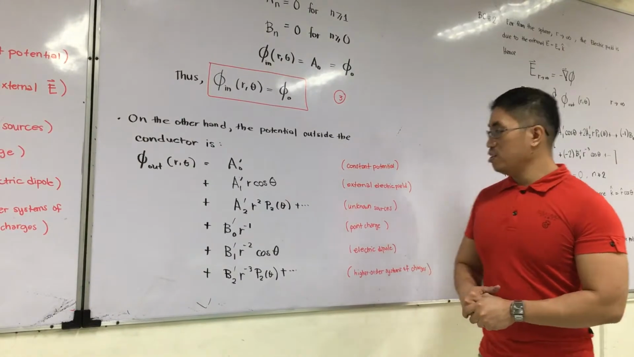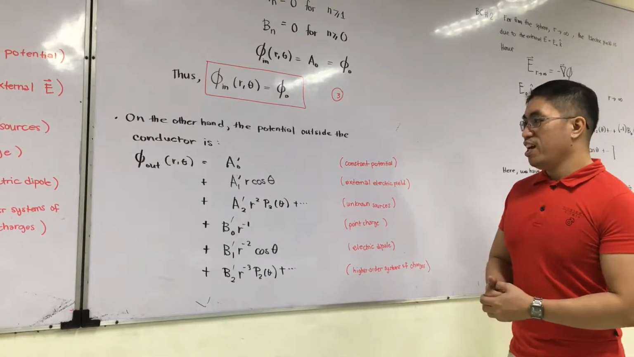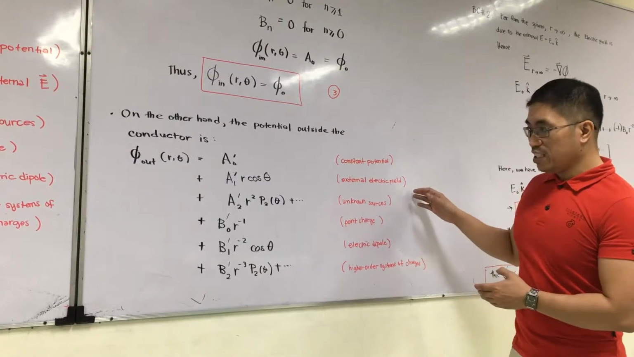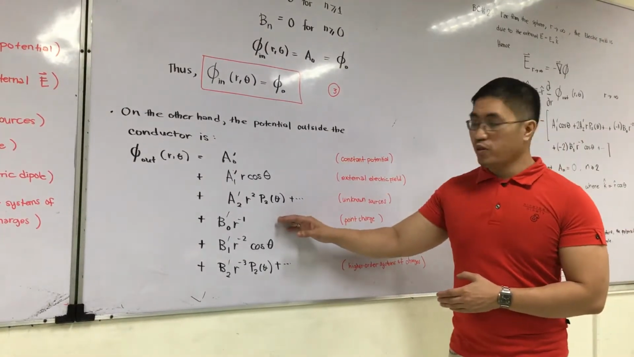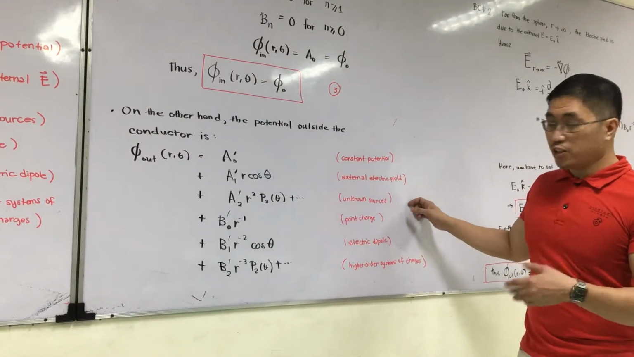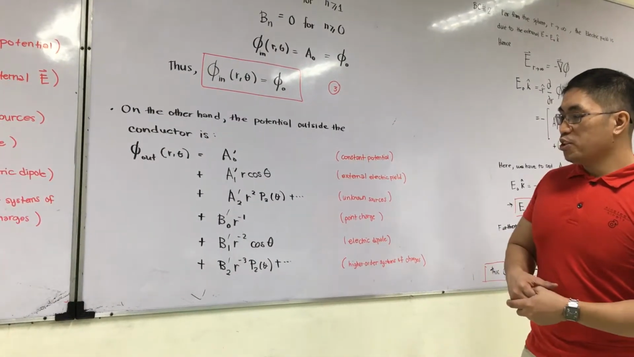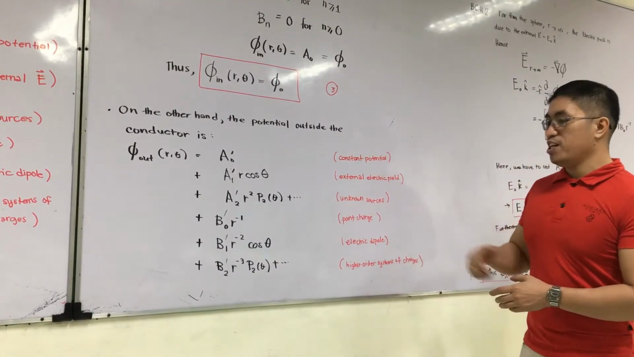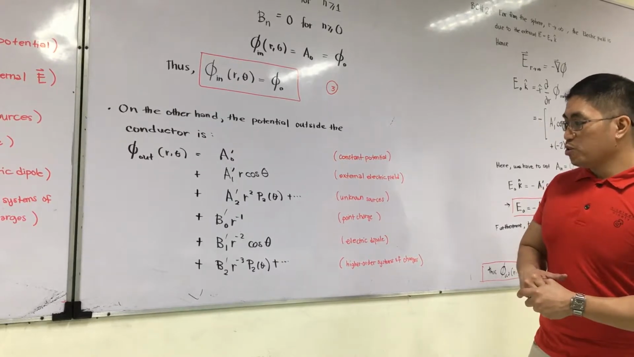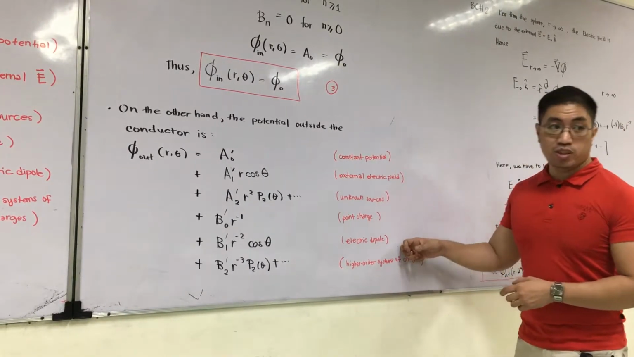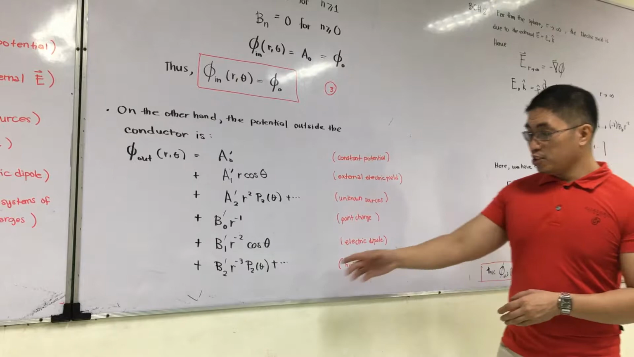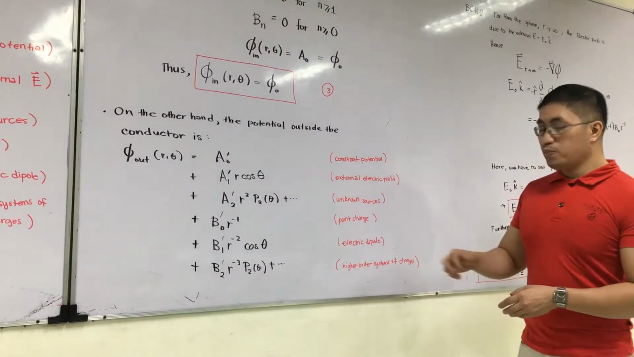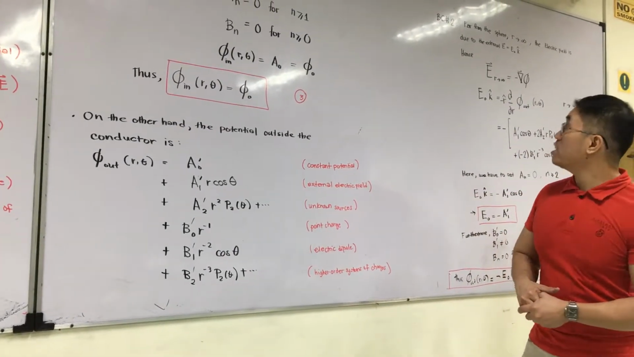A0 prime corresponds to the potential wherein it is constant. A1 prime r cosine theta corresponds to the potential due to an external electric field. A2 prime r squared P2 theta corresponds to higher order unknown sources. B0 prime r raised to minus 1 corresponds to the potential due to a point charge. B1 prime r raised to minus 2 cosine theta is the potential due to an electric dipole. And the last term, B2 prime r raised to minus 3 P2 theta, and higher order terms would be corresponding to higher order systems of charges.